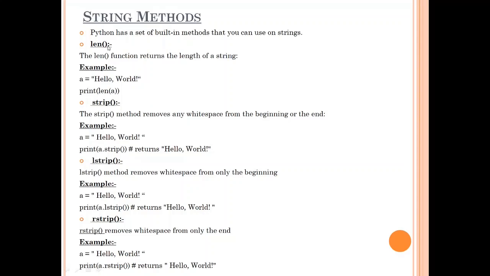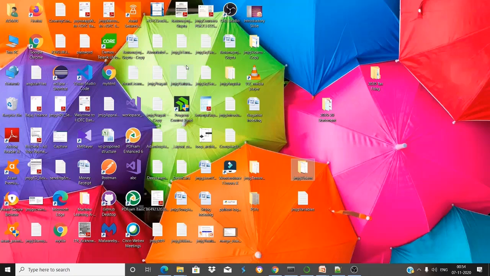So the first method is len. As its name implies, the len method is used to return the length of a string. Okay. So let's flip to Jupyter Notebook.